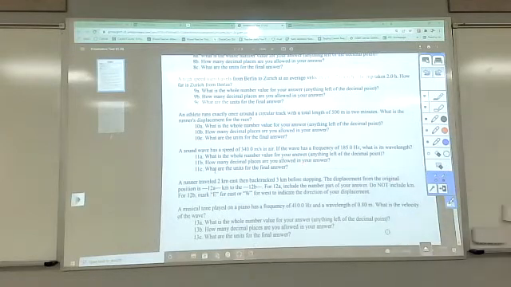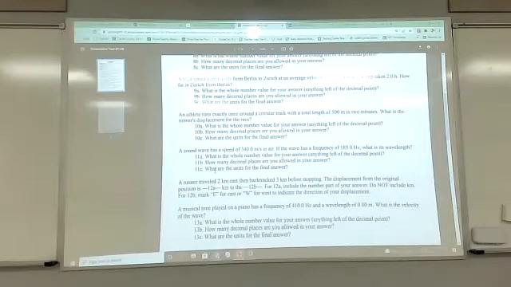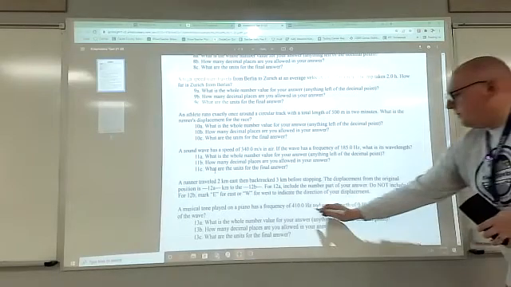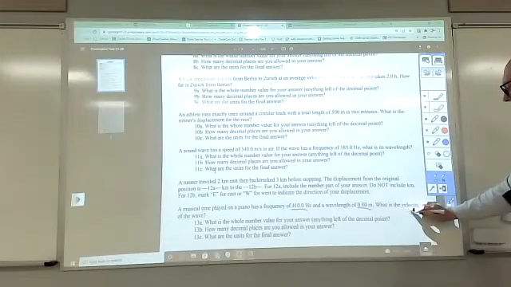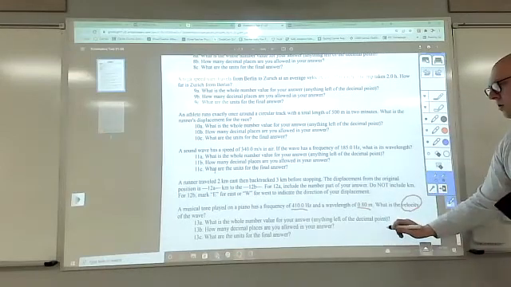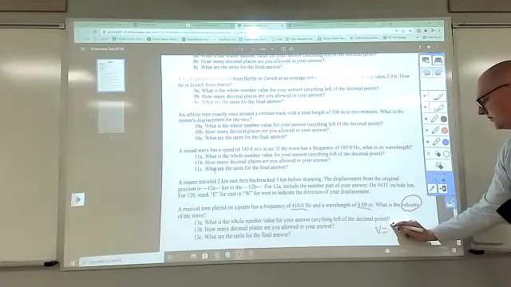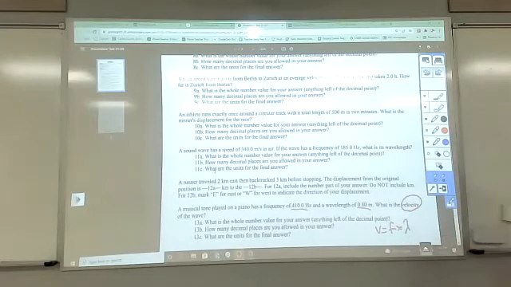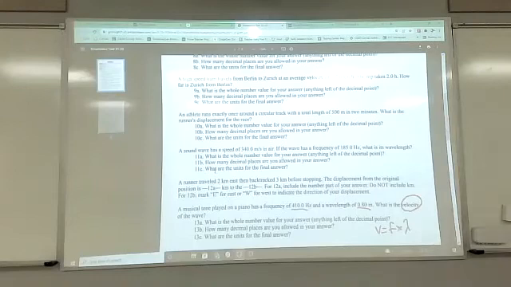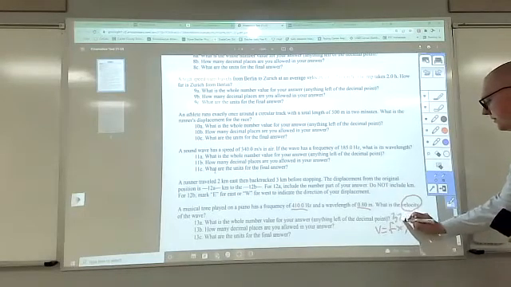Number 13, a musical tone played on a piano has a frequency of 410.0 hertz and a wavelength of 0.80 meters. What is the velocity of the wave? In the problem, I am given the frequency and the wavelength, and I'm being asked to find the velocity. So looking at the equation sheet, I will use this equation, velocity equals frequency multiplied by wavelength. So that's 410.0 multiplied by 0.80. And my calculator says 328. So that'll be my answer for 13A. The whole number part of my answer is just 328.